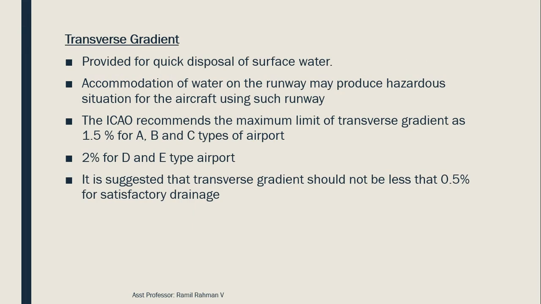Then another thing is the transverse gradient. It is provided for a quick disposal of surface water. The accumulation of the water on the runway may produce hazardous situation for the aircraft using such runways. The ICAO recommends the maximum limit of transverse gradient as 1.5% for A, B and C type of airport, and 2% for D and E type of airports. It is suggested that the transverse gradient should not be less than 0.5% for satisfactory drainage.